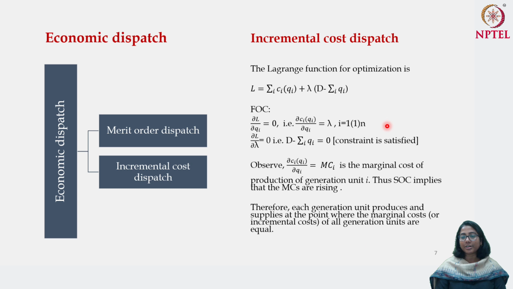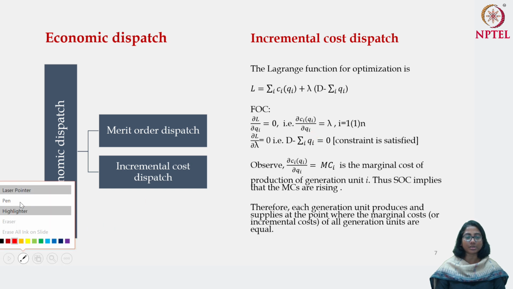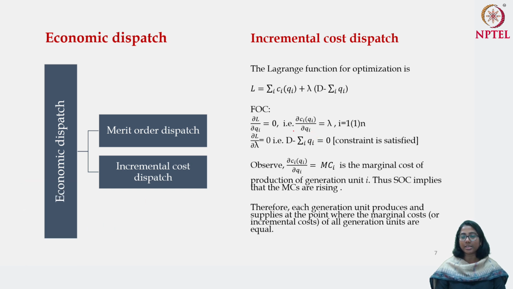Therefore, if you look at the first order conditions, you will see that the marginal cost of all the generating plants is equal to lambda. So if the marginal cost of all generating units is equal to lambda, we are saying that the optimum allocation or the optimum decision is achieved where the marginal cost of all the units is equal. So that is the point of generation, given the constraint that the demand is met.